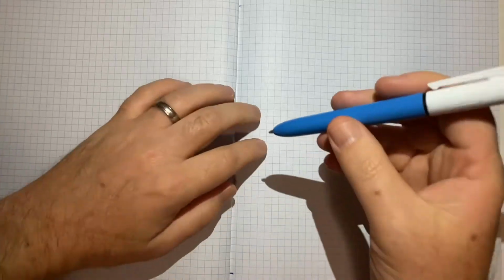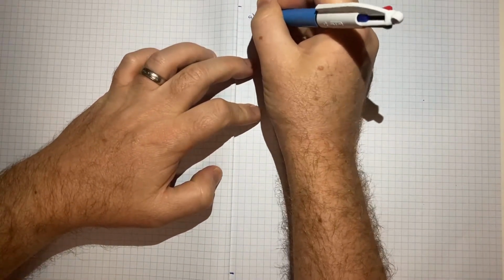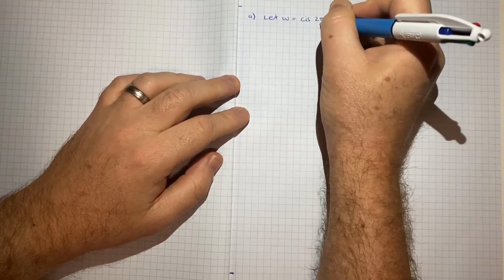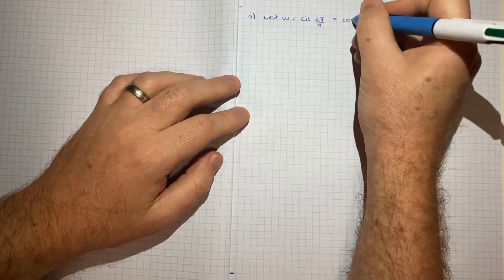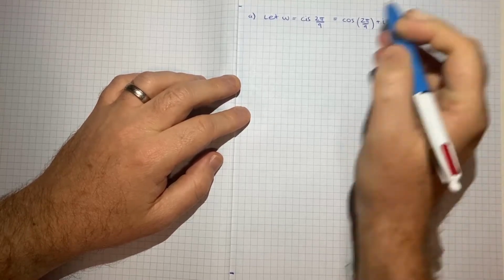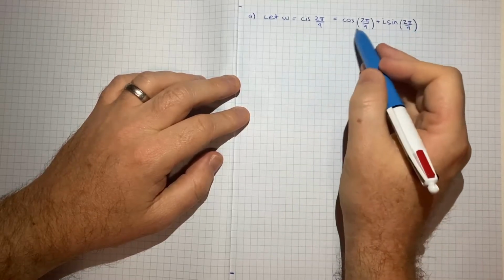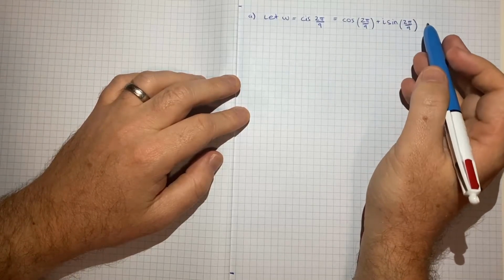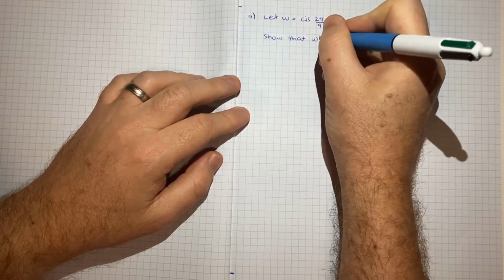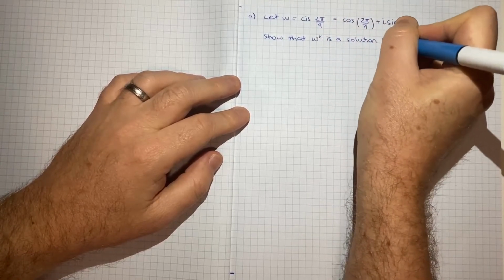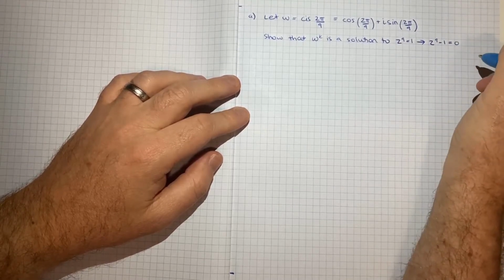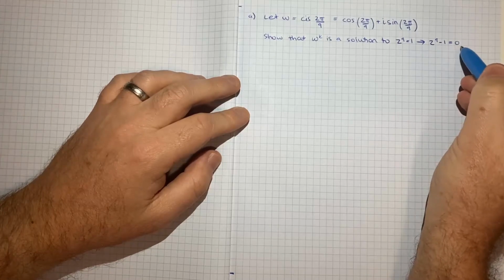I'll just start, so I'll write out part A. What we're being asked is to let W equal cis 2 pi on 9. And really what that is, as I mentioned, is cos 2 pi on 9 plus i sine 2 pi on 9. This is just a shorthand version of writing the longhand form of a complex number. So part A is saying to show that W to the power of k is a solution to z to the 9 equals 1, which is really z to the 9 minus 1 equals 0. That's the kind of format that will be helpful for us.